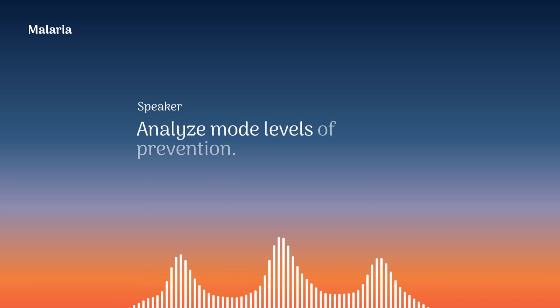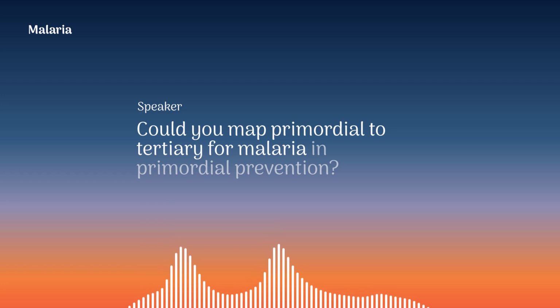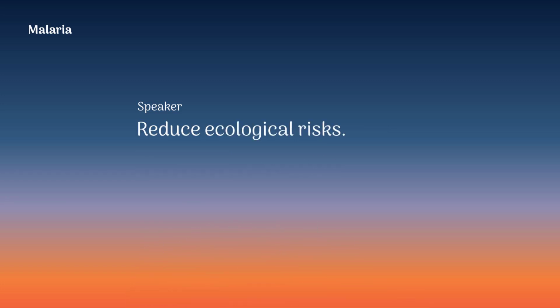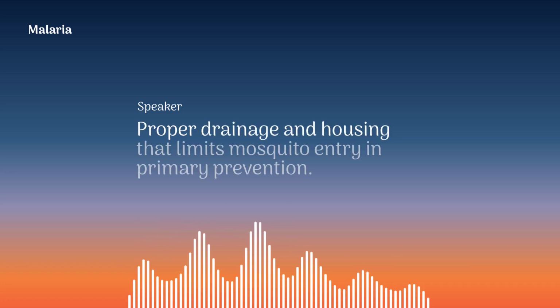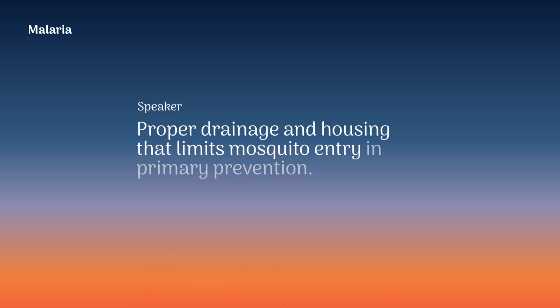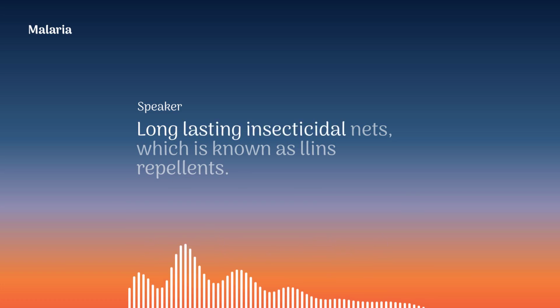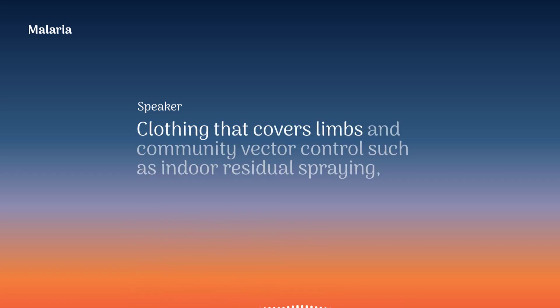Analyze mode, levels of prevention. Could you map primordial to tertiary for malaria? In primordial prevention, reduce ecological risks, urban planning that prevents water stagnation, proper drainage, and housing that limits mosquito entry.